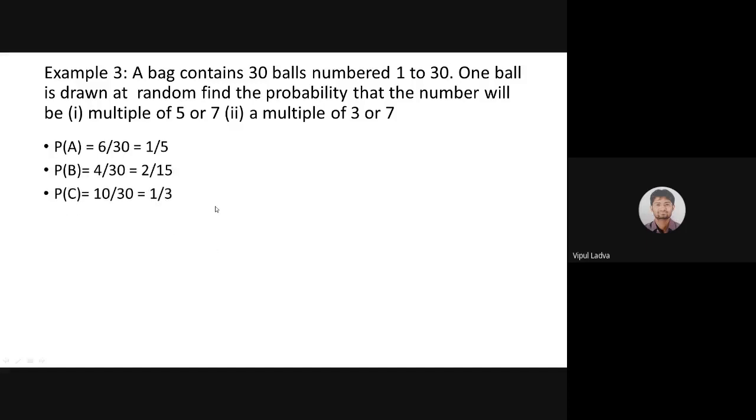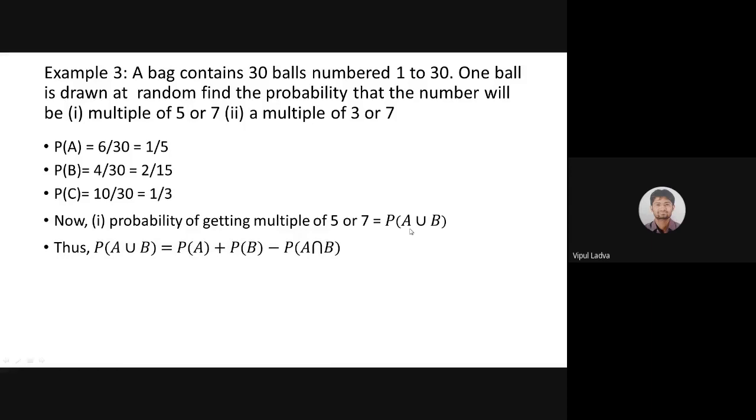So 1 by 3. Now, the first question was multiple of 5 or 7, which is related to union, as I said earlier. So we are finding the probability of occurrence of event A or event B. The selected ball is either a multiple of 5 or a multiple of 7. So it is P of A union B, and according to our formula, P of A plus P of B minus P of A intersection B. But for this particular case, none of the balls has both characteristics, multiple of 5 and 7. So that probability will be 0.